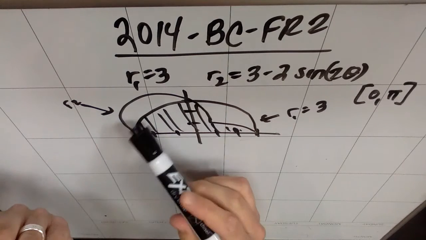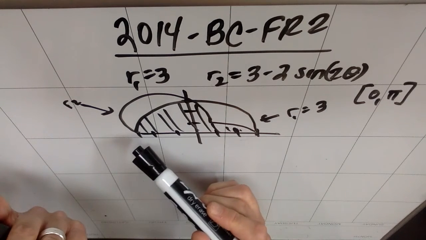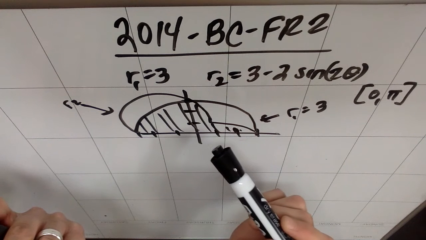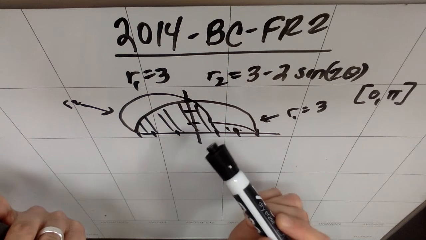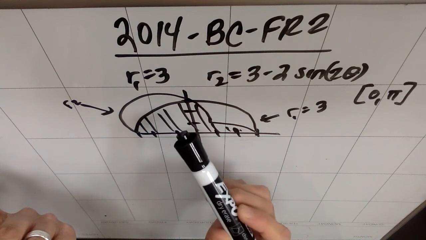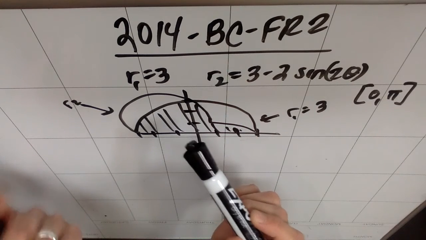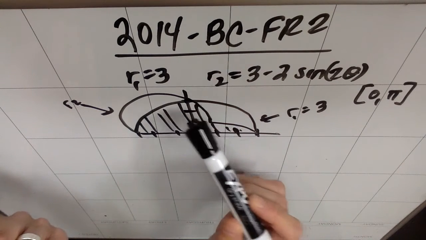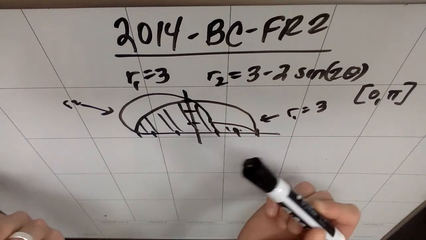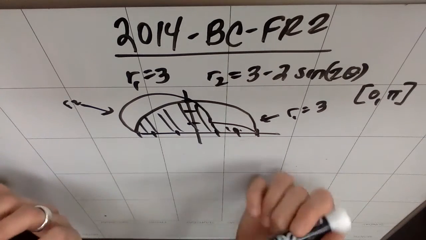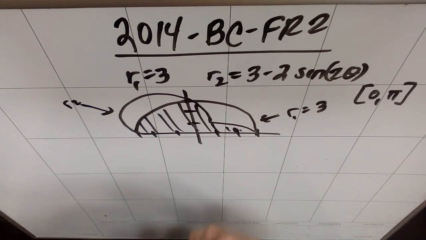Let R be the shaded region here, which is inside r equals 3, and also inside r equals 3 minus 2 sine 2 theta. So here it's inside that curve. So it's inside both is the short way of saying it. So we're looking at the area that's inside both at all times. Find the area of R.